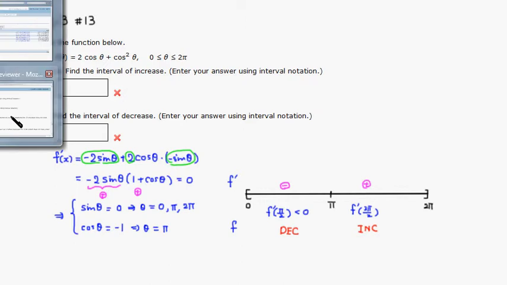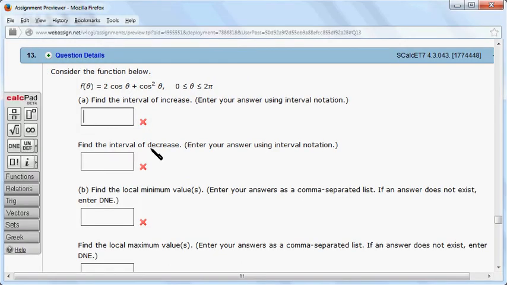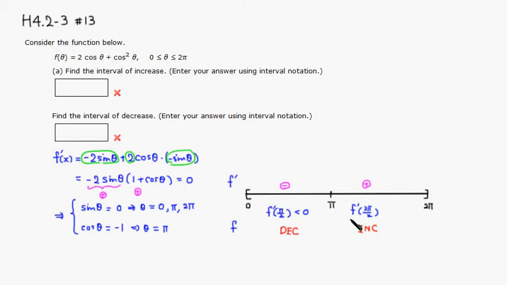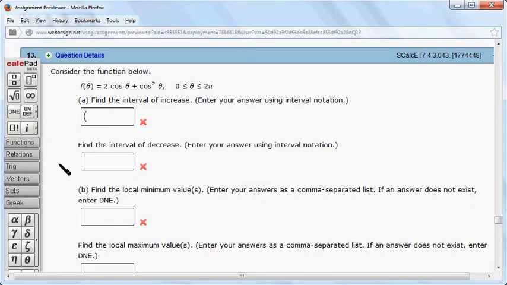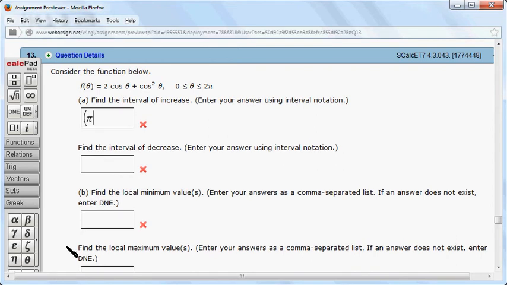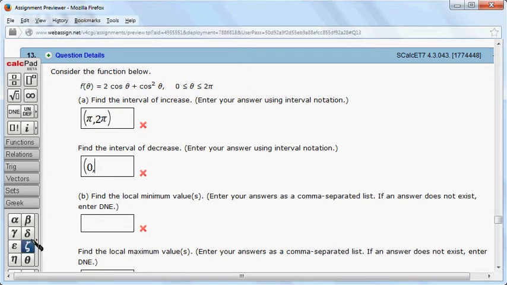Let's type it in. So the interval of increase is from pi to 2 pi, and the interval of decrease would be 0 to pi. All right, so let's check the answer.